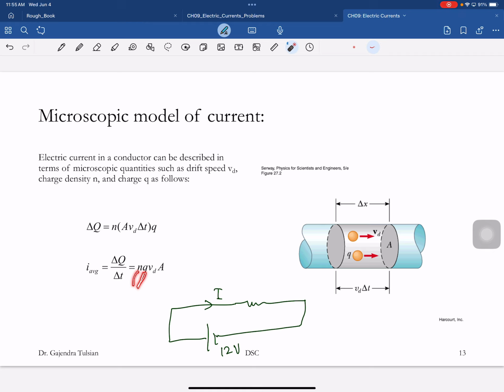Did q change? That's the charge of the electron. That didn't change. Did A, the area of cross-section, change? No. So that must be the drift velocity. Yeah, so you double the drift velocity. So when you double the voltage, what happened was you doubled the electric field inside the wire, which doubled the drift velocity.